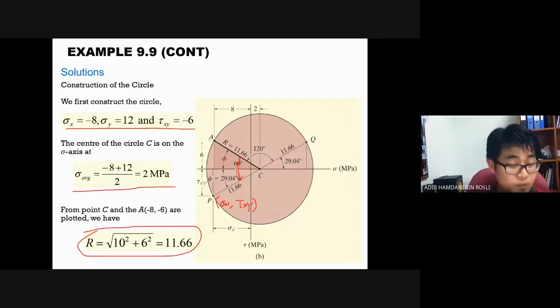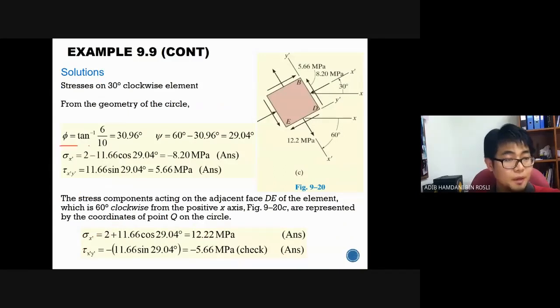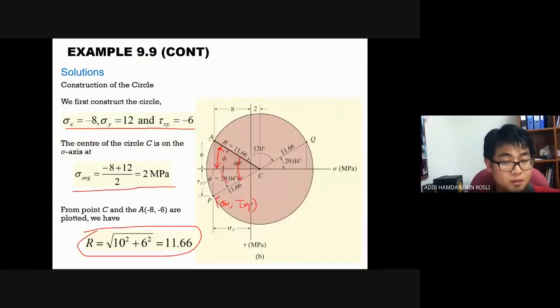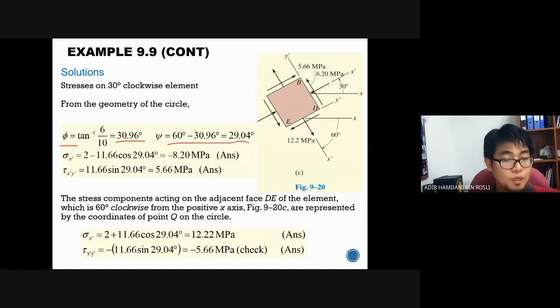to get this point P, whose coordinate is sigma x prime, tau x prime y prime, which are the state of stress. Okay, so of course when you want to do this, you need to find the angle here, right? Because it's 60, so you have to find this angle first, right? This phi angle. Okay, so how to do that? You have to do tangent theta equals 6 over 8 plus 2, which is 10, right? This is 5, right? And then, of course, this angle is 60 minus 5, right? So you get 29.4, which is this angle.